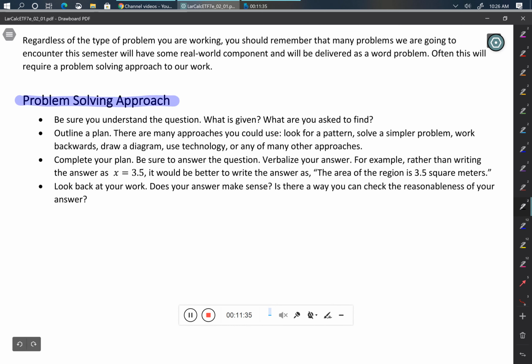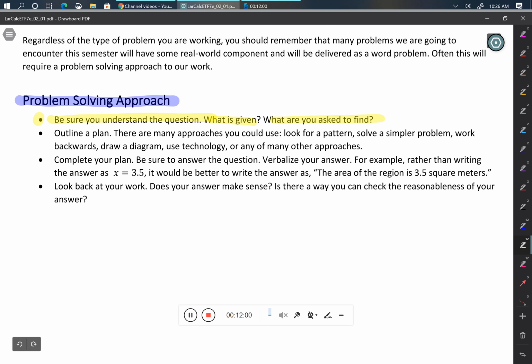Okay? So when we get to the word problems, the problem solving approach can basically be broken down into 4 steps. Step 1, make sure you actually understand the question. What are the givens and what are you being asked to find? Okay? This is where you take a look at what is told to you to be true and what you are asked to find. Essentially, that asked to find is where you identify your variables.